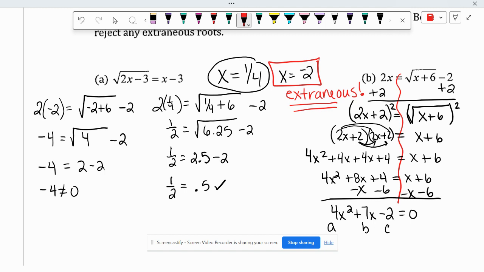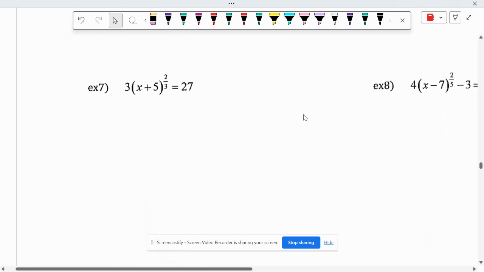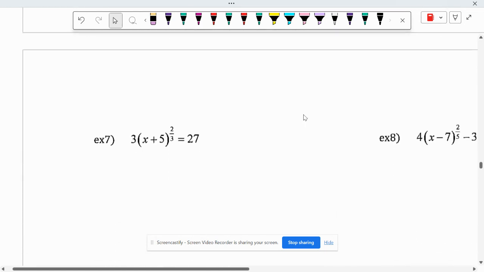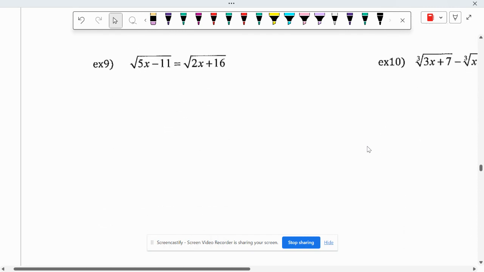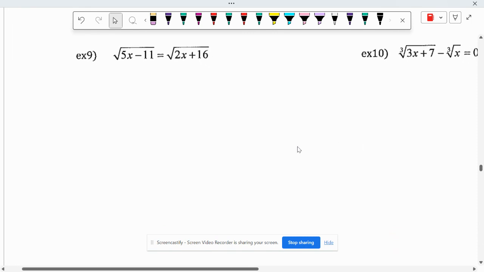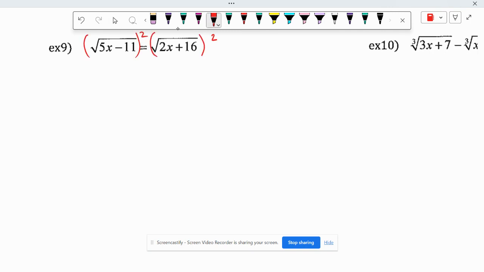Do you want to do 9 or 10? Okay, 9. You guys don't have anything like this on your homework, I don't believe.